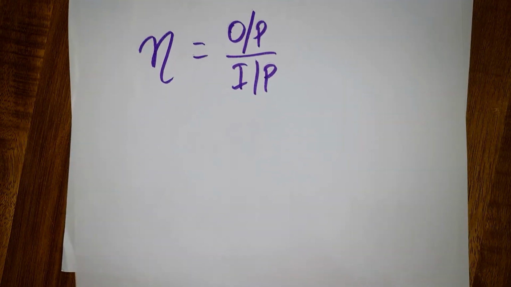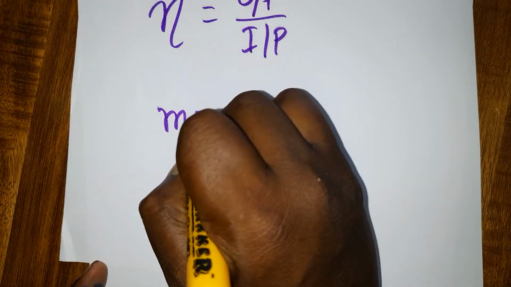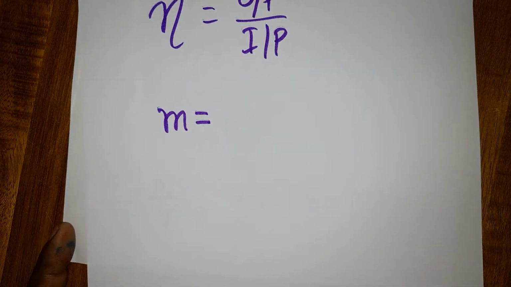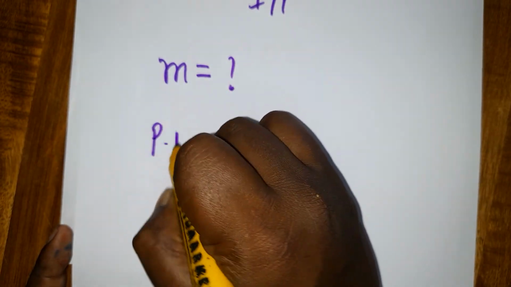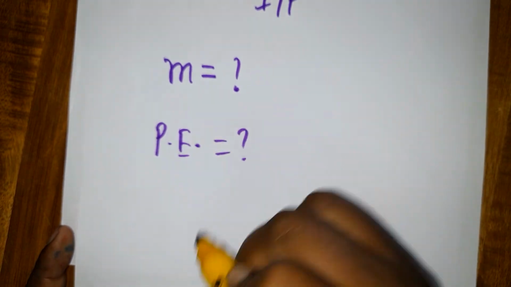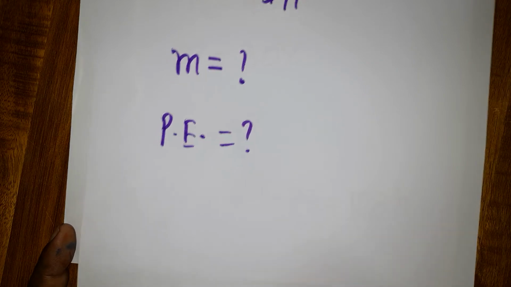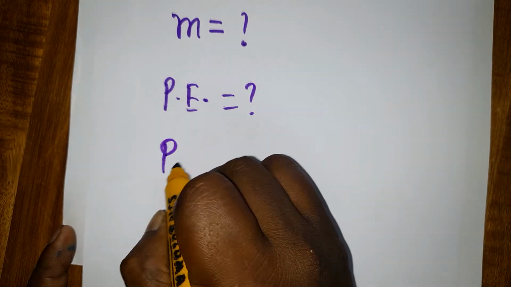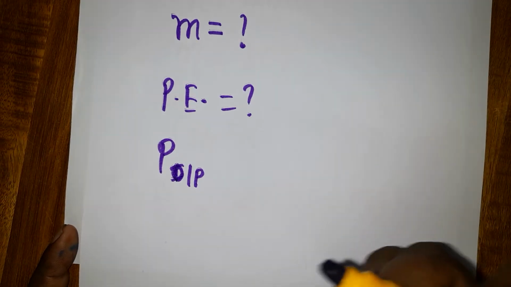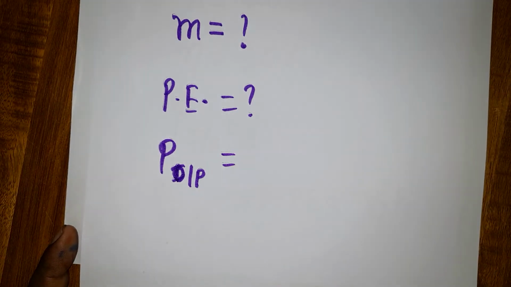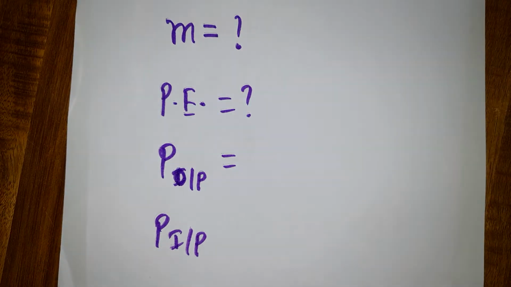Now one by one I am going to find these. First I am going to find the mass of the water. The next one, I am going to find the potential energy required to fill this much water in that particular tank at this height. Then the output power, because we already know we require this much power to fill the tank. And finally I am going to calculate the input power.